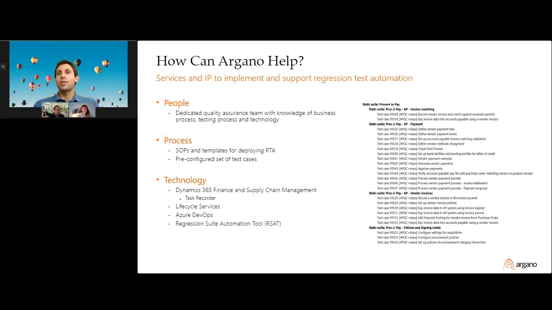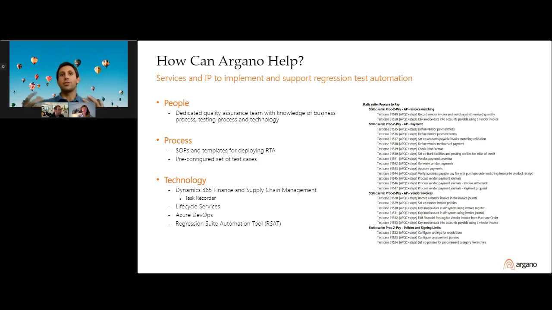And the technology we're really looking at as it relates to this, as we often like to talk about people, process, and technology, as I mentioned, core on the platform of Finance and Supply Chain, leveraging Lifecycle Services for business processes, Azure DevOps for test cases, but more specifically, I want to highlight Regression Suite Automation Tool. RSAT is its acronym. That is the tooling that the team uses to go ahead and perform the test automation. It's just a point of nuance here.